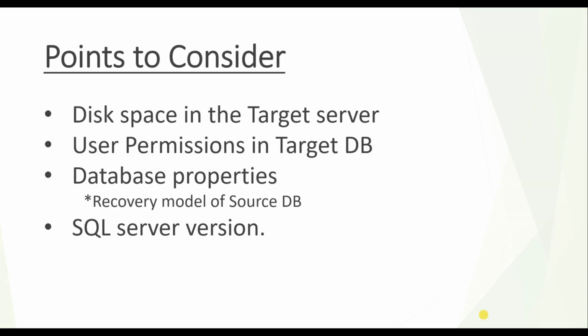So what are the points we need to consider for database refresh? First, we need to check the disk space in the target server. Suppose in the production server you have a 10 GB database, and in the UAT environment, if you are restoring it from the production copy, you need to have at least the same or similar disk space in the target server. And the user permissions in the target database, and database properties like the recovery model of the source database. Generally in the production server the recovery model is full, and in the UAT server the recovery model will be simple. And SQL Server version. SQL Server higher version backups cannot be restored in a lower version. For example, a 2016 SQL Server backup cannot be restored on 2014, but vice versa we can do it. From lower to higher we can do it.